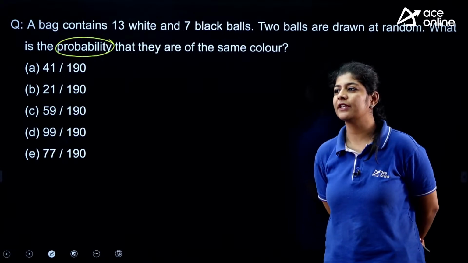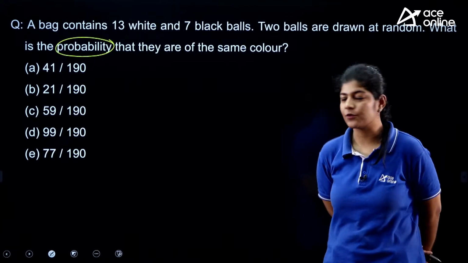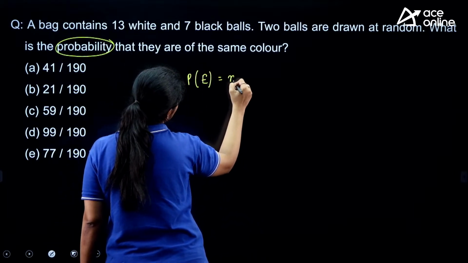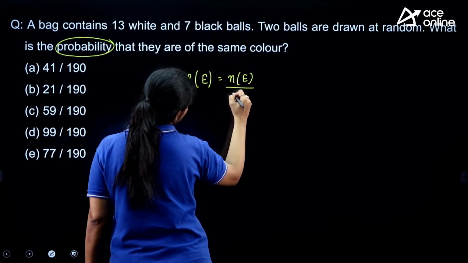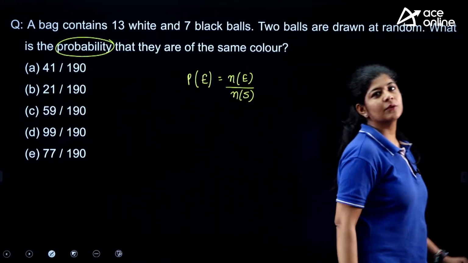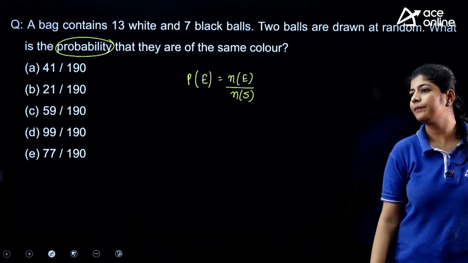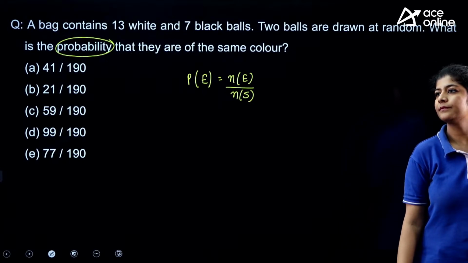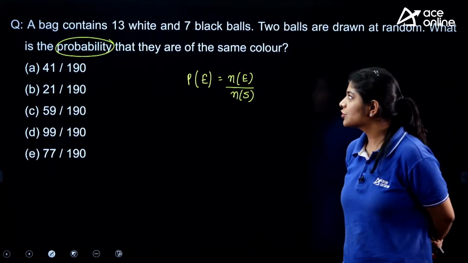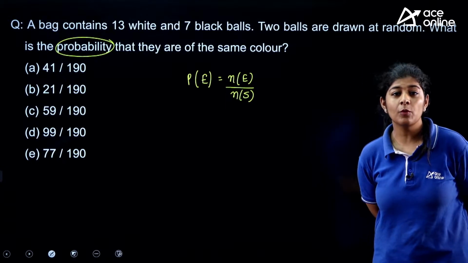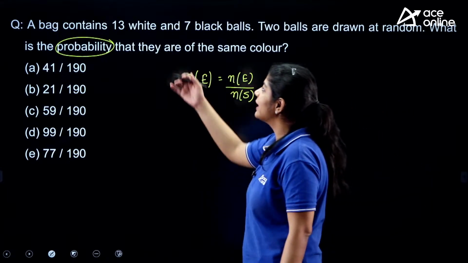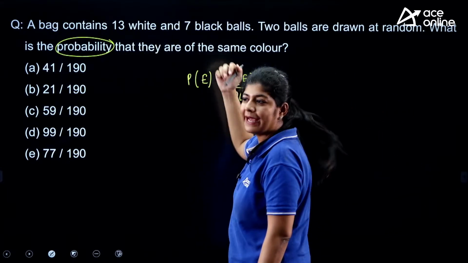Very good, Ganesh. Now, just try to solve this particular question. We know that the probability of any event is nothing but favorable events divided by the sample space. This is the formula we use whenever we need to calculate probability. The question wants the 2 balls we draw to be of the same color. It does not matter whether they are white or black.